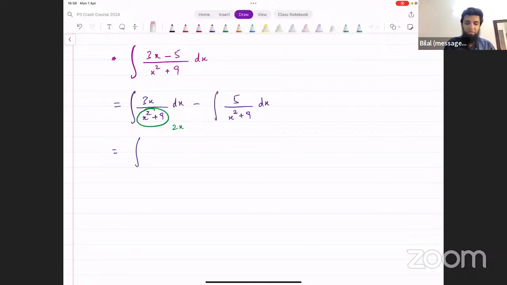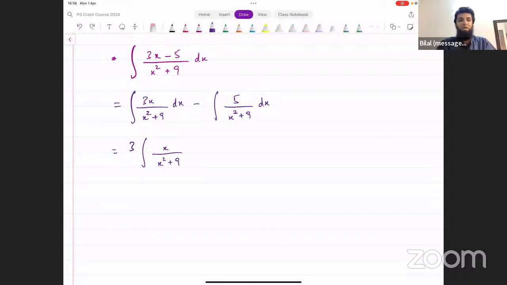Can we have 2x in the numerator somehow? What we can do is write 3 outside, and then inside we're left with x over x squared plus 9. This 3 is being multiplied, right? So constant multiplying, we could write that outside the integral. Now inside we need 2x, so we can multiply by 2 inside to balance that, and divide by 2 outside. And now we have the ln form here. This integrates to 3 over 2 into ln of x squared plus 9. This is the integral of the first fraction.